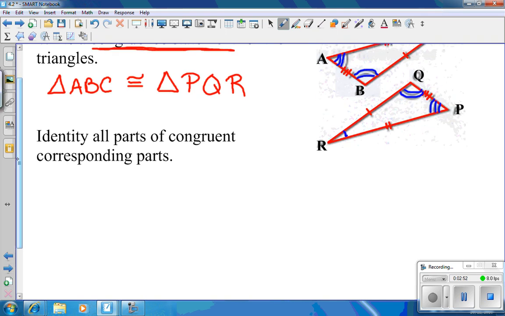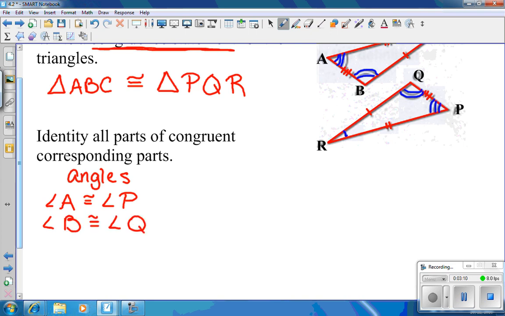So, when I want to identify the parts, I talk about angles. We said angle A is congruent with what angle? Angle P. Do you see it? You can write it from the congruent statement. You don't even need a picture. Angle B is congruent with what angle? And angle C is congruent with what angle? R. Is that all right?